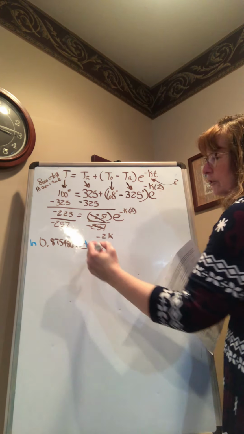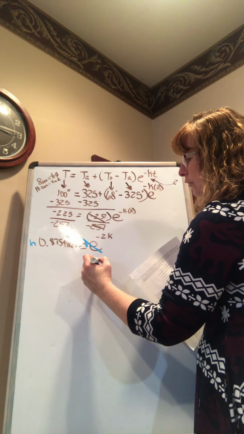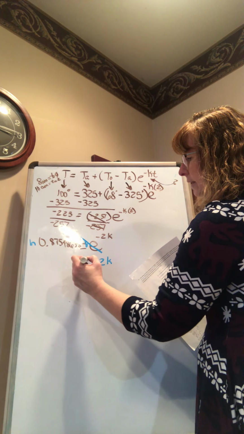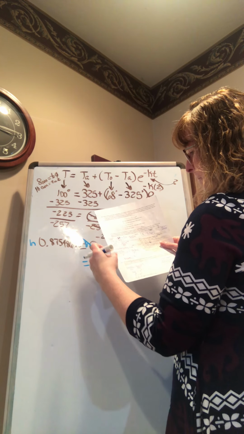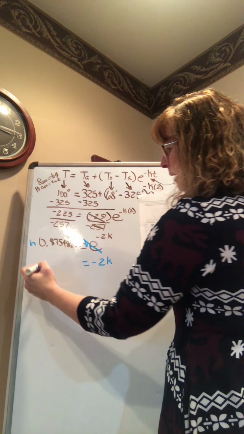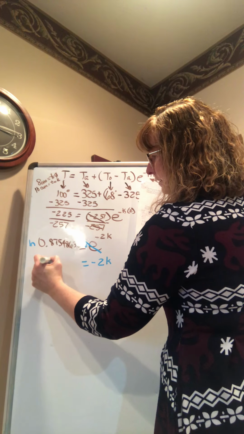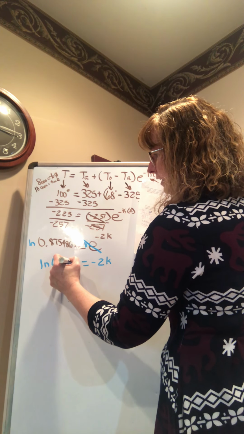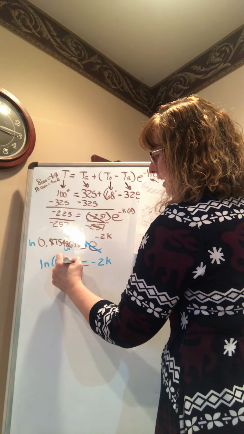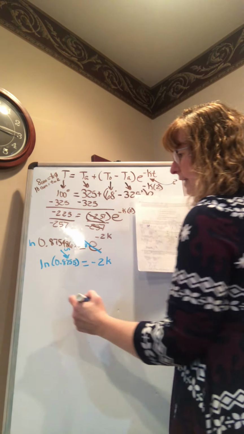Now e and the natural log are going to cancel, so down drops my negative 2k, when I put a natural log on this number. I'm not going to write the whole thing. It'll take too long, so I'll just put 0.875, and I'll just 5. But basically brought that down.